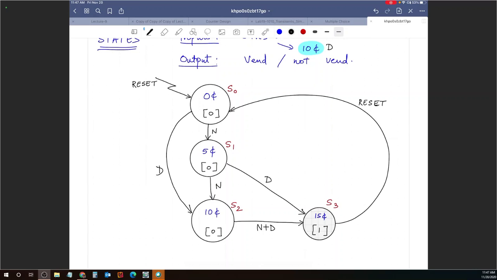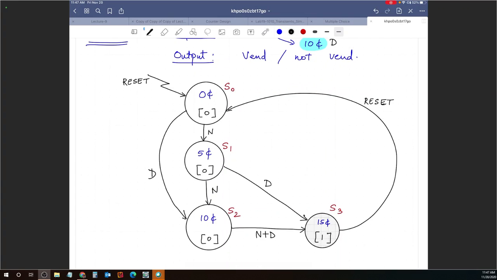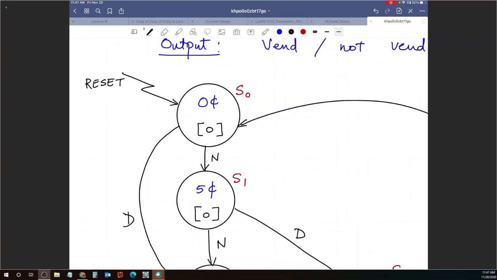Now from every state, I also need to consider what happens if I do not provide either of those inputs, N and D. What if I don't give any? So if I don't give any, let me draw them in brackets itself. Within the next positive edge or active edge of the clock, if I don't give you a nickel and I don't give you a dime, stay there. It's a self loop, 0 cents.